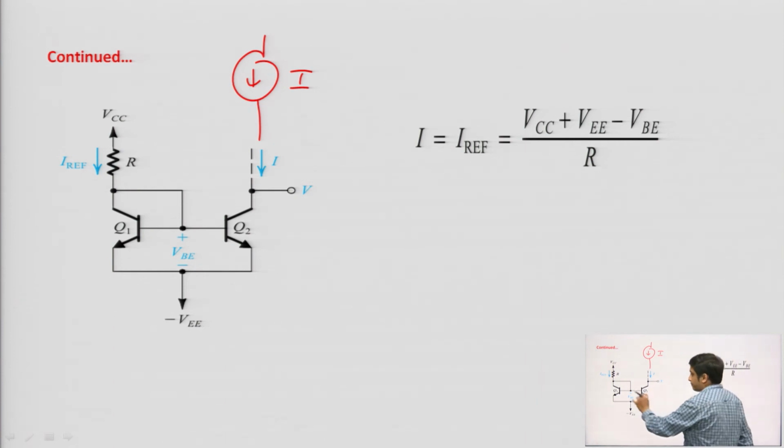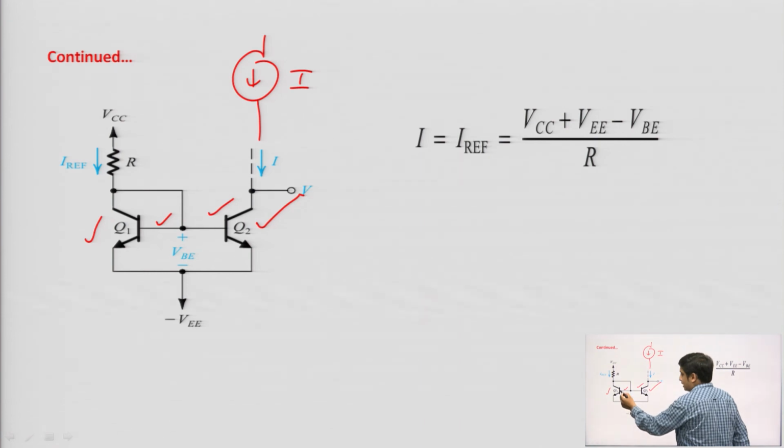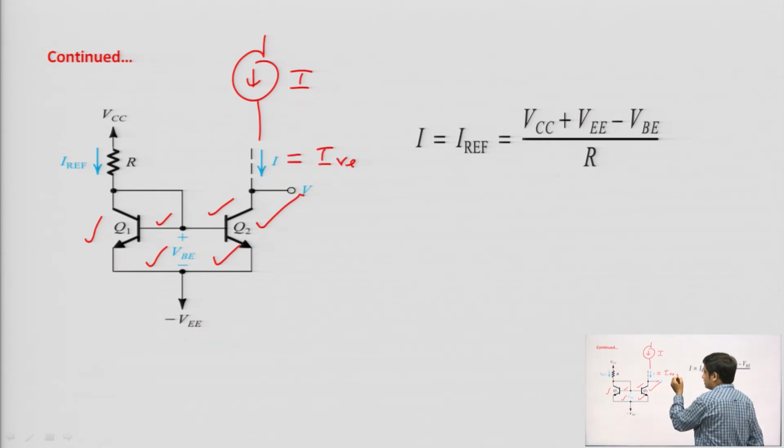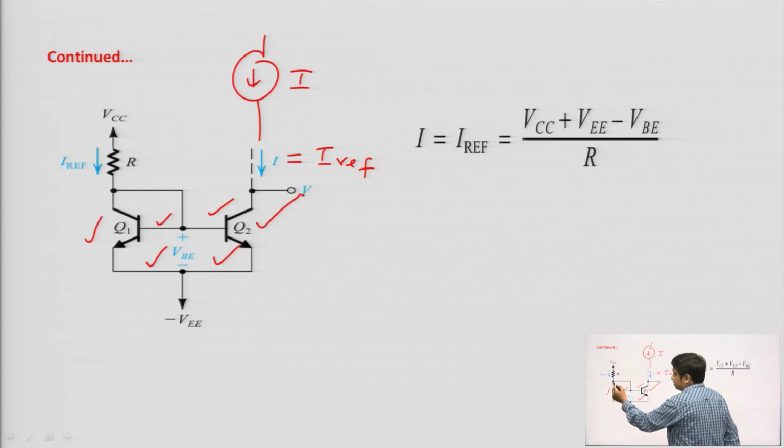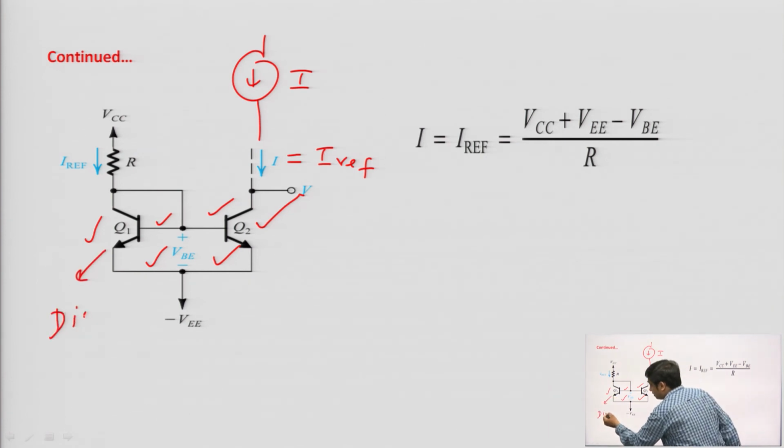In a current mirror, there are two transistors Q1 and Q2, and the bases of both transistors are shorted and the emitters are shorted. So the base-to-emitter voltage of both transistors is the same, and if VBE is the same, your collector current will be the same. So I reference equals I output, input current equals output current, with the condition that Q1 should be diode connected. What is diode connected? When we short the collector and base terminals of any transistor, the transistor becomes diode connected. This Q1 is a diode connected transistor.